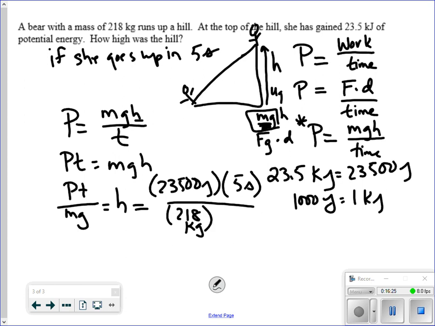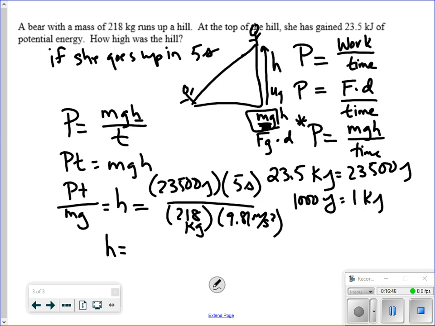All right, so here's the mass and then 9.81. All right, so now I'm going to figure out the height of that hill. Let's hope it's not something too crazy since I made up the number, right? That would be kind of ridiculous. Let's see, divided by 218 times 9.81.